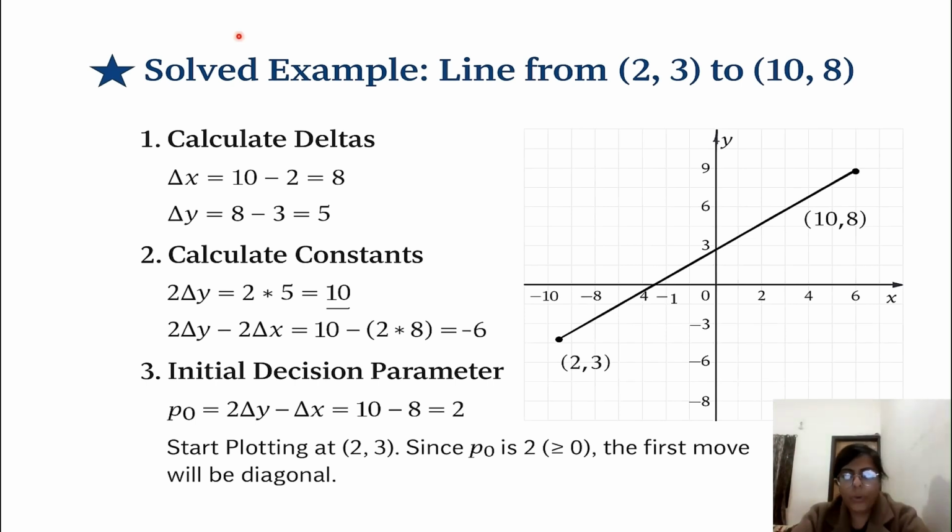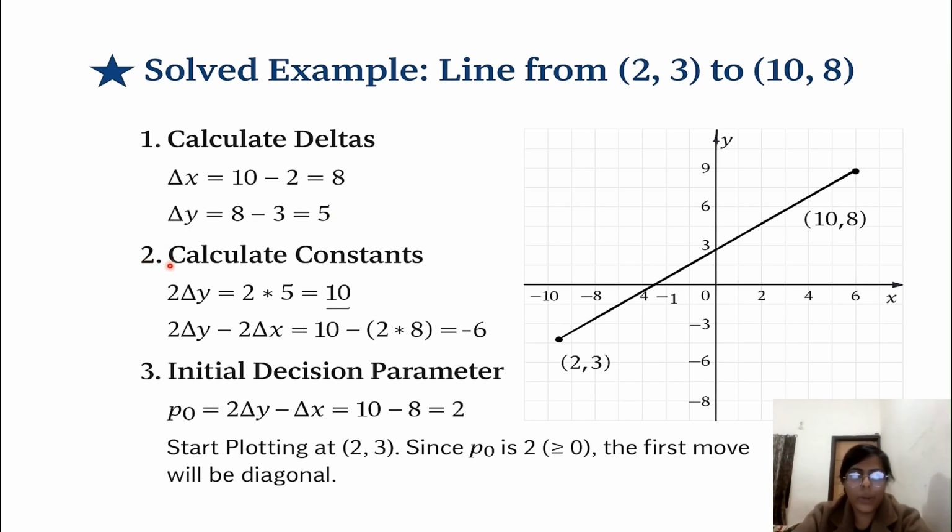Now we are going to learn Bresenham's line drawing algorithm with the help of an example whose starting point is 2, 3 and the end point is 10, 8. First we calculate the deltas. For delta x, we use the endpoint of x minus the starting point of x, which is 10 minus 2, equal to 8. Similarly for delta y, 8 minus 3, which is equal to 5.